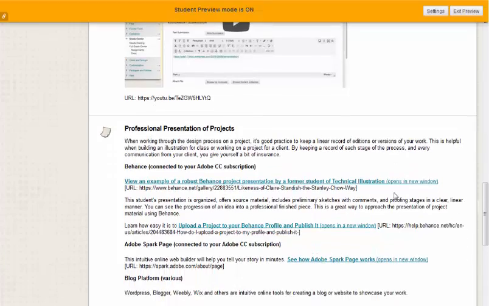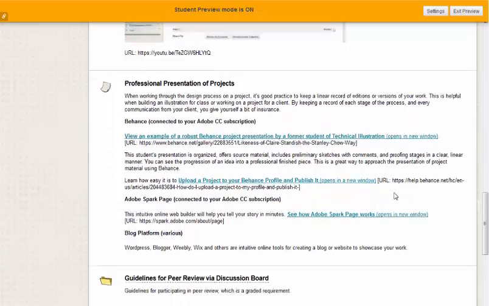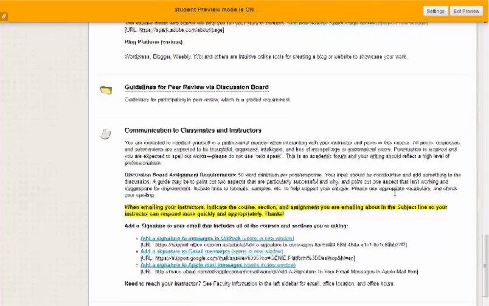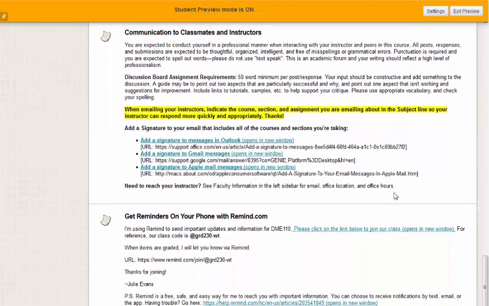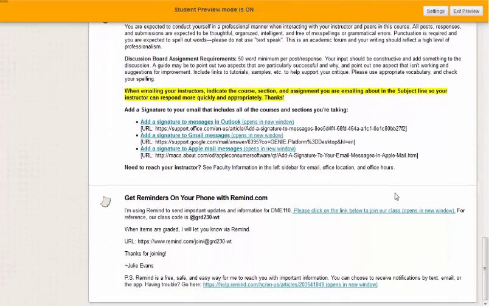Guidelines for peer review via discussion board, as well as tips for communicating with classmates and instructors, are included in this section as well. Finally, the remind.com information is duplicated in case students overlooked it in the announcements area.